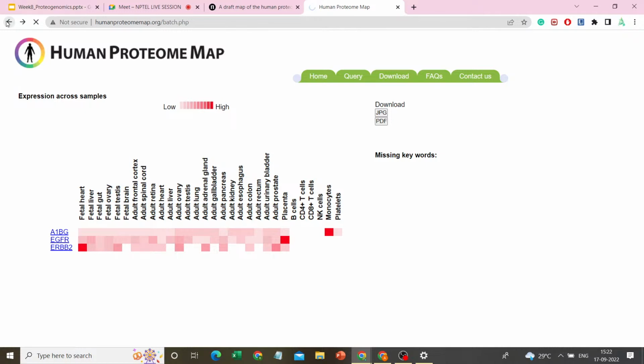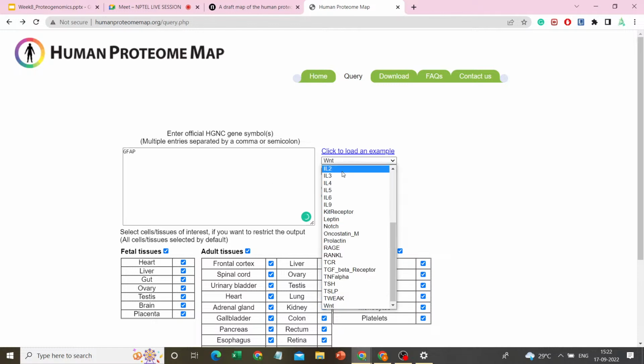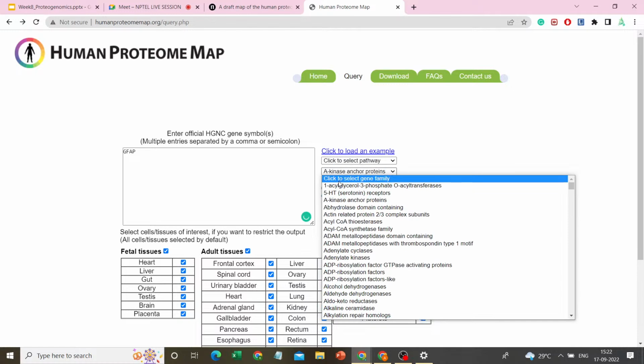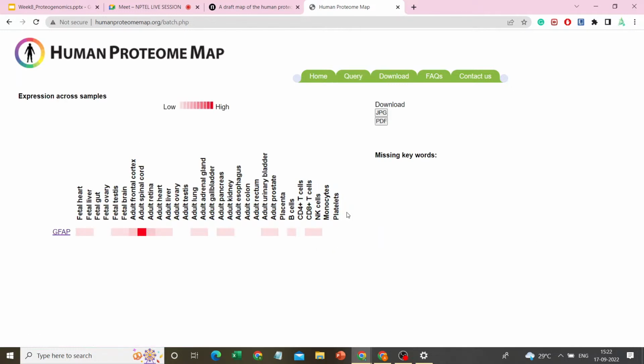So if we now look at the GFAP gene, we will just submit it. For the GFAP gene, we can see that the highest level expression is in adult spinal cord. There is some in adult ovary, adult testes, fetal gut, fetal ovary. There are no expression levels in some, and medium to moderate in adult retina and adult frontal cortex.